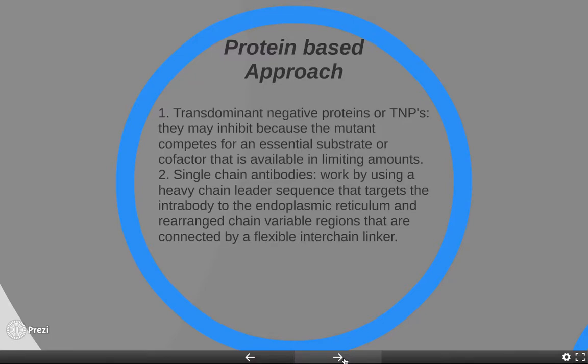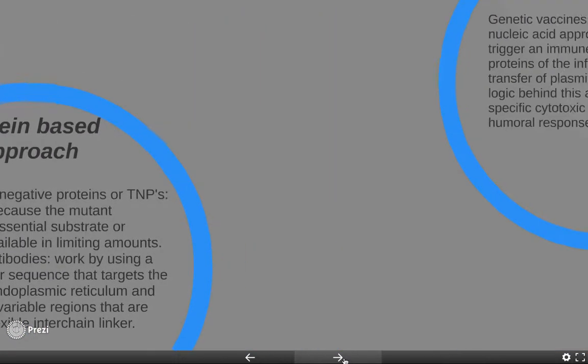There are also protein-based approaches. The first of these is transdominant negative proteins, or TNPs. These may inhibit because the mutant competes for an essential substrate or cofactor that's available in limiting concentrations. The second is single-chain antibodies, which work by using a heavy chain leader sequence that targets the intrabody to the endoplasmic reticulum and rearrange chain variable regions that are connected by a flexible interchain linker.